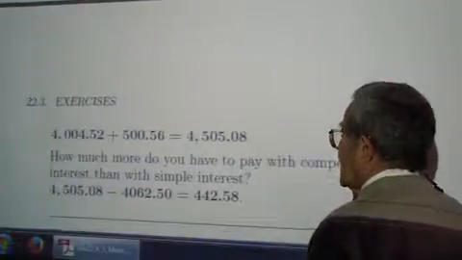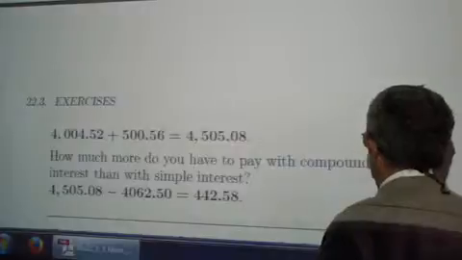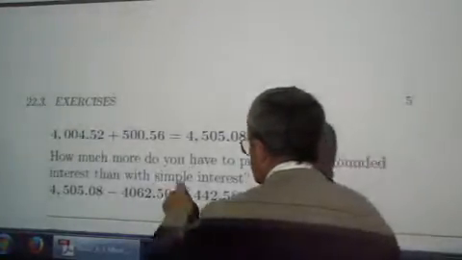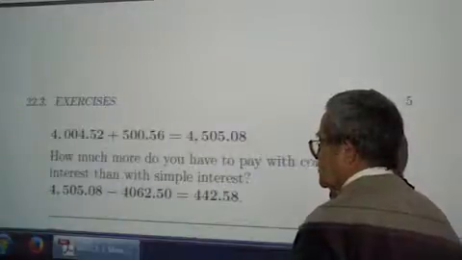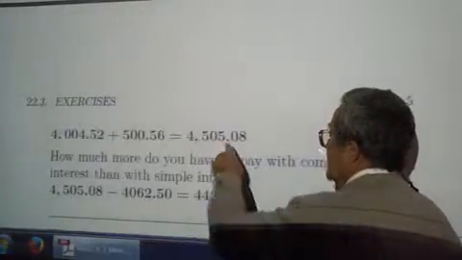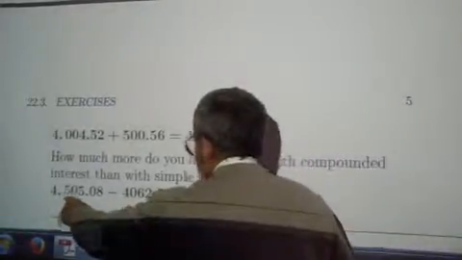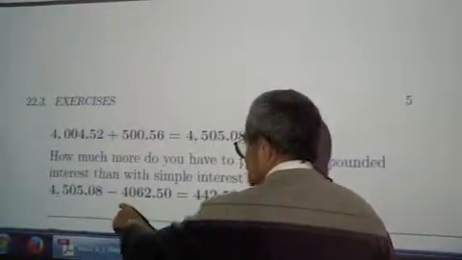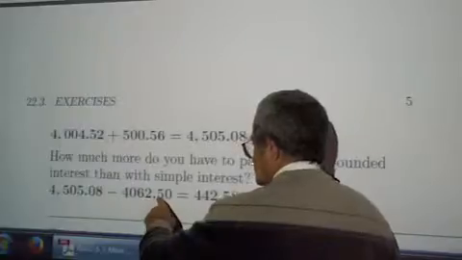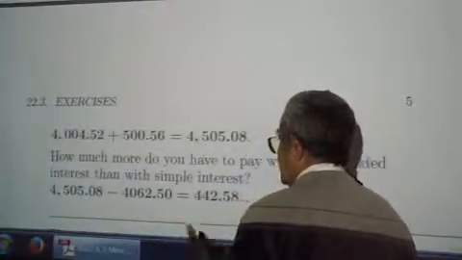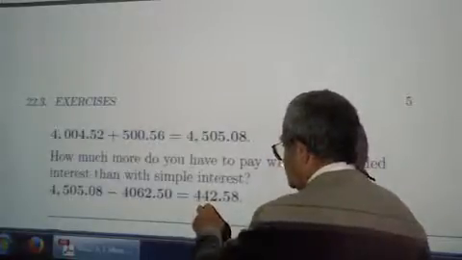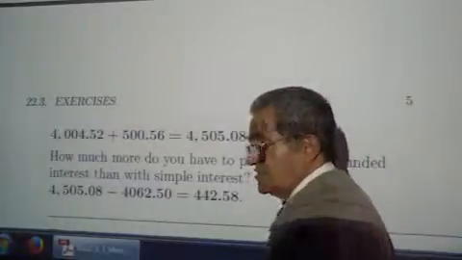Okay. How much more did you have to pay when computed with compound interest as when computed with simple interest? With compound interest, you have to pay back $4,505.08. Simple interest, you have to pay back $4,062.50. How much more do you have to pay in compound interest? $442.58.